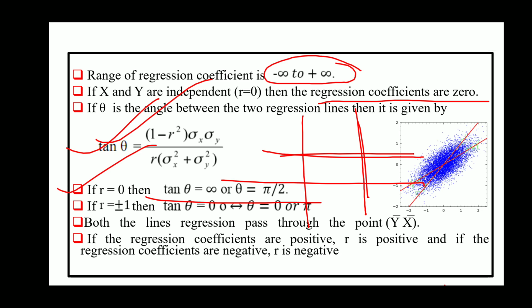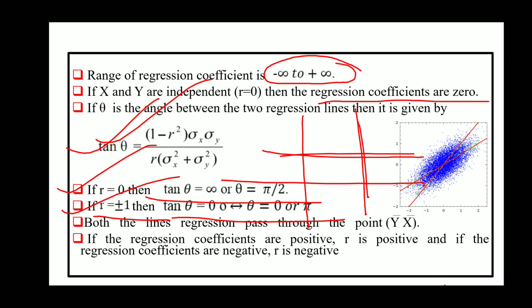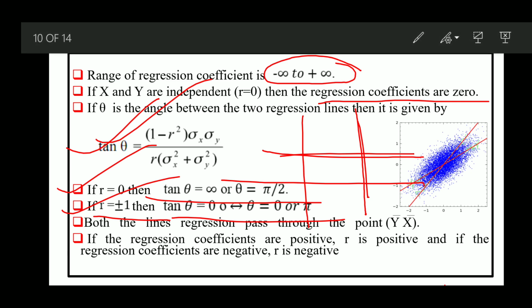Okay. Next is, if your r or correlation coefficient is plus minus 1, then the angle between the two regression lines is equal to 0 or pi. 0 or pi means what? Means the two lines will coincide. That means if your correlation coefficient is plus minus 1, that is perfectly positively correlated or perfectly negatively correlated, in that situation, the two regression lines will coincide, or be parallel to each other.